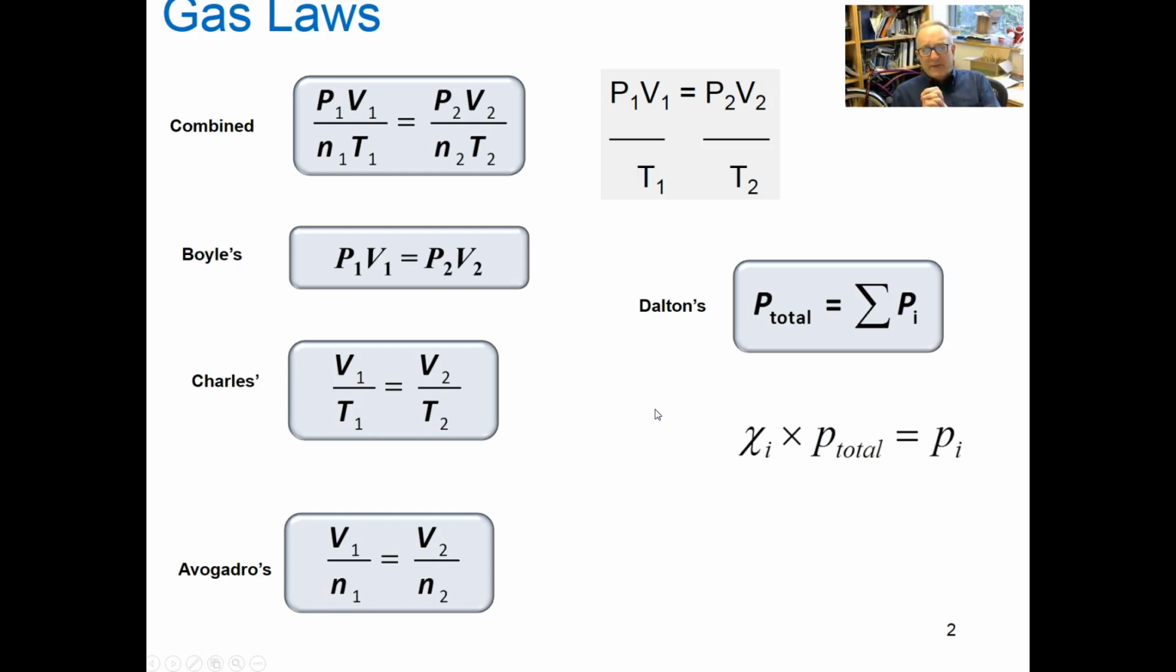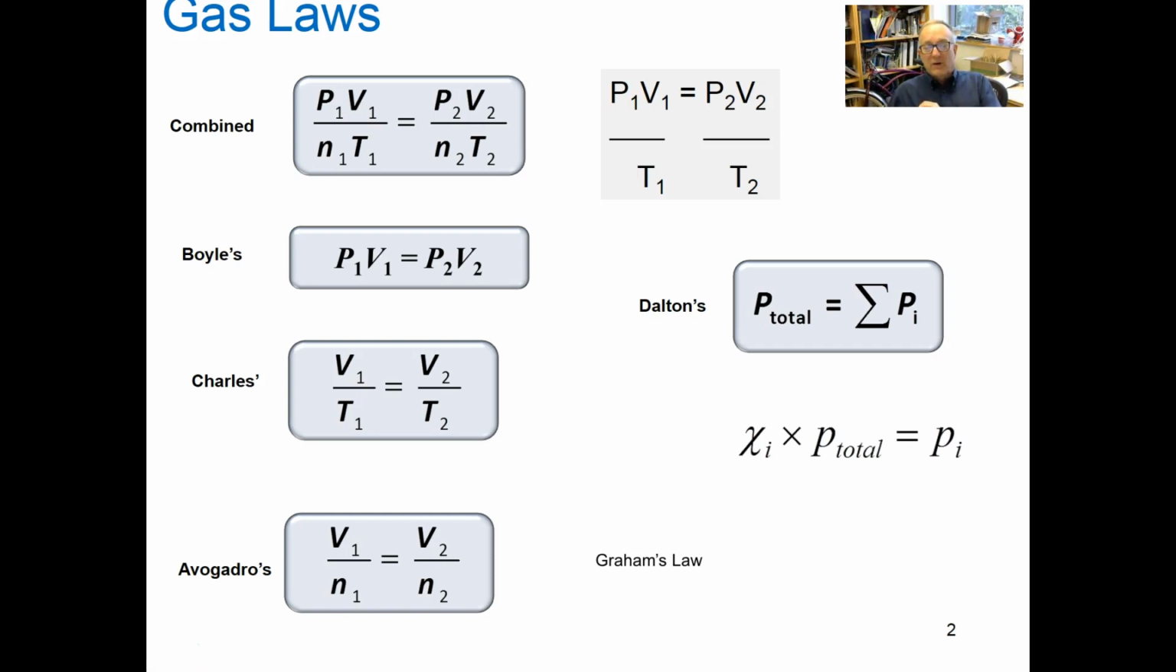Another way of thinking about this is that any individual pressure, P sub I, is equal to total pressure times this X sub I, or chi sub I, that you see. That's the mole fraction, or the mole percentage if you want to think of it that way. So the mole fraction times the total pressure of a system is equal to the individual or partial pressure of whatever gas you're looking at.